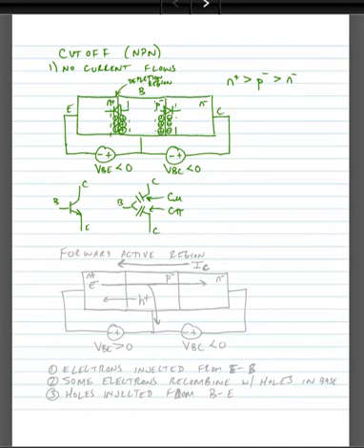Now we won't examine the other regions of operation other than the forward active region, because we don't use reverse active or saturation very much. So next we'll look at the forward active region.